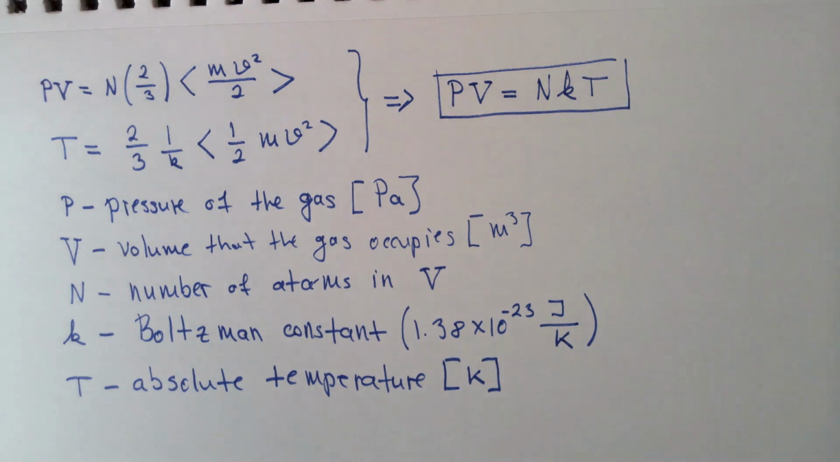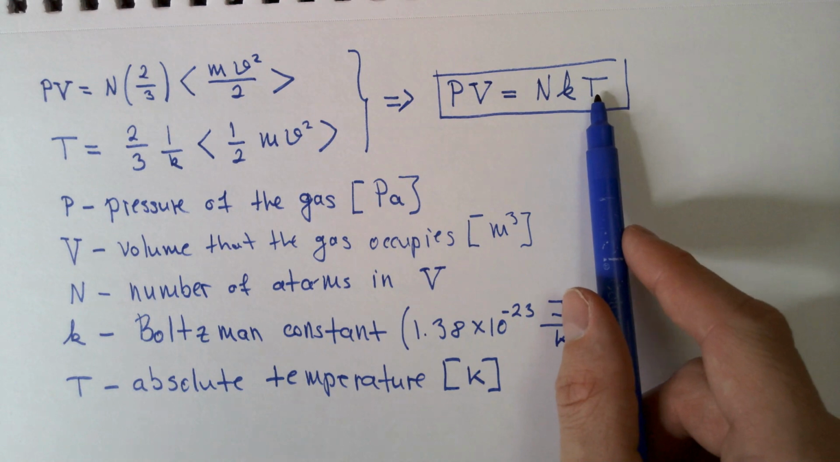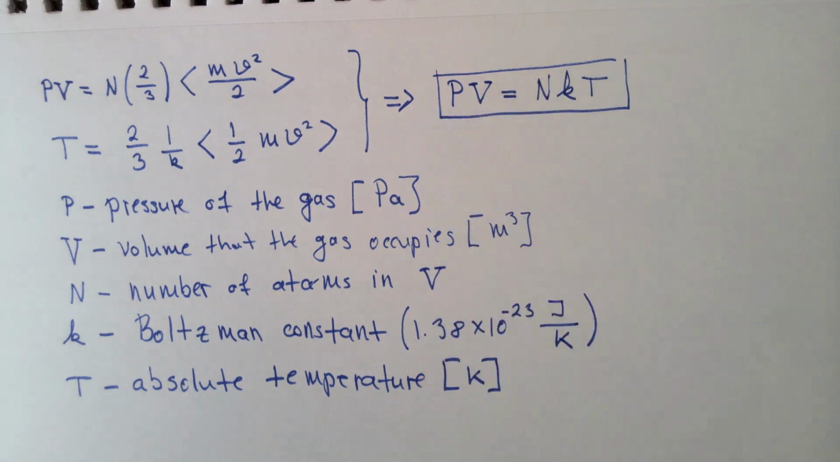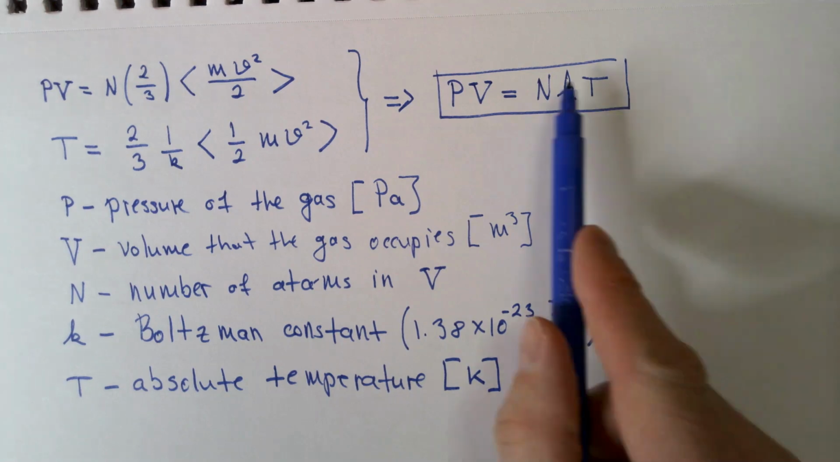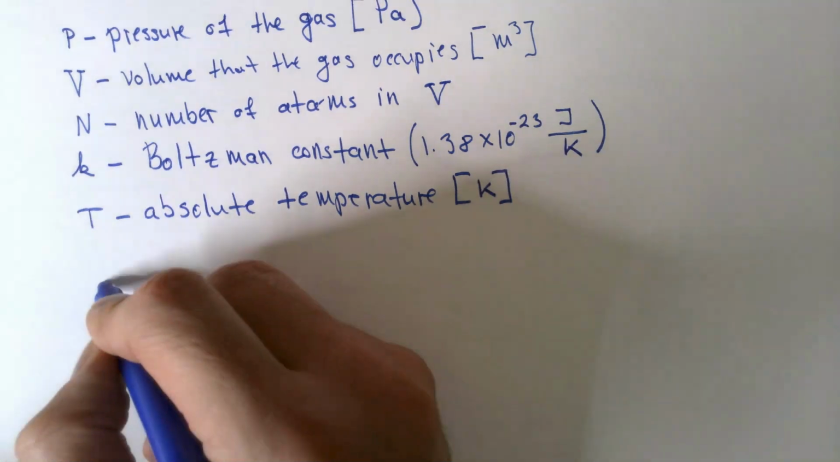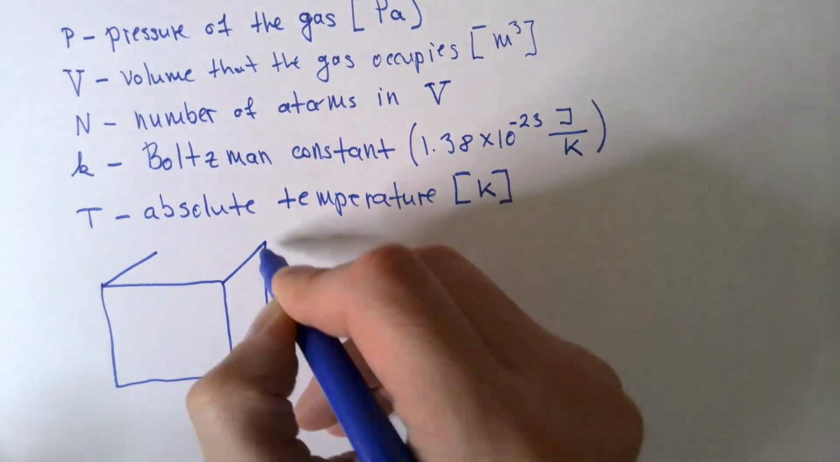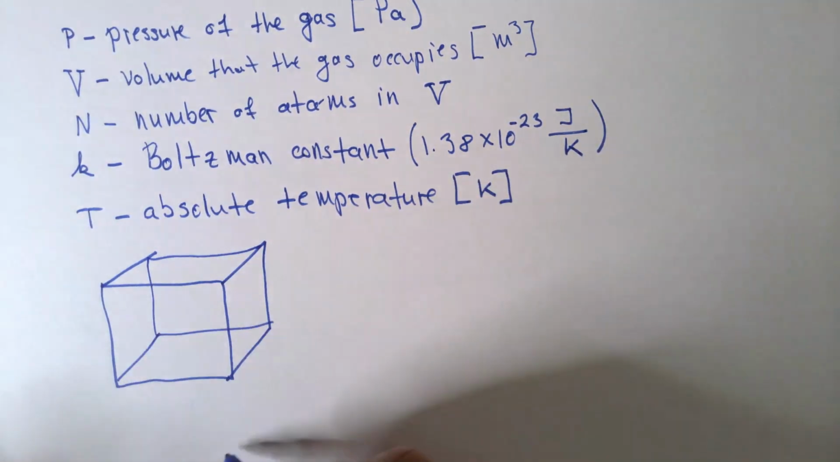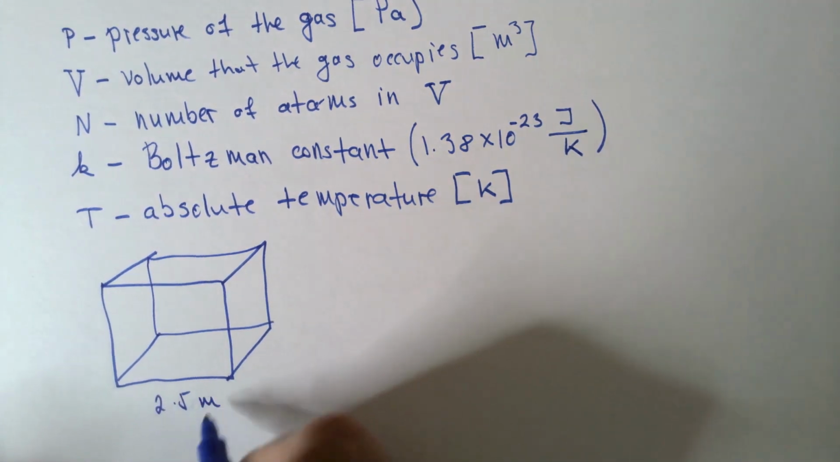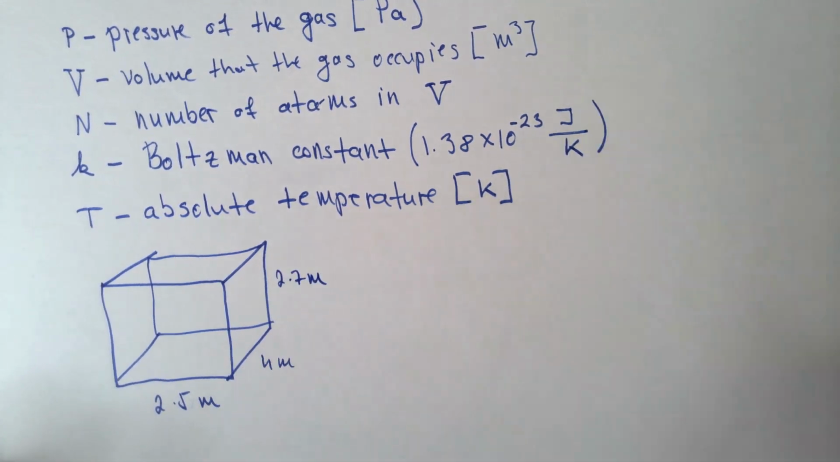The equation of state for an ideal gas is the pinnacle of the kinetic theory of gases. Now, if you look into this equation, you can see something amazing. If we know temperature, pressure, and volume that the gas occupies, we can calculate the number of atoms in the gas. And that's what we are going to do now for my room. Before this video, I did measurements and I noticed that my room, which is approximately square, has a width of 2.5 meters, length of 4 meters, and height of 2.7 meters. It's a high ceiling room.